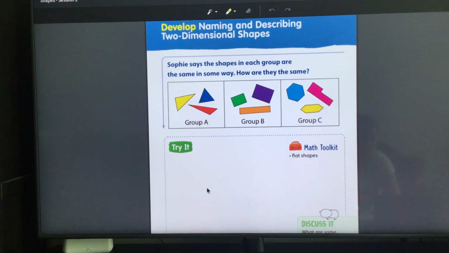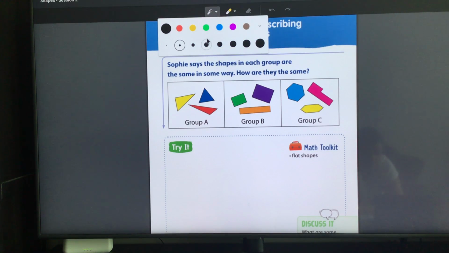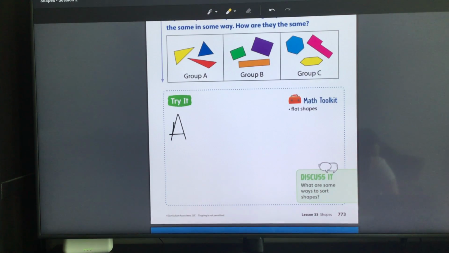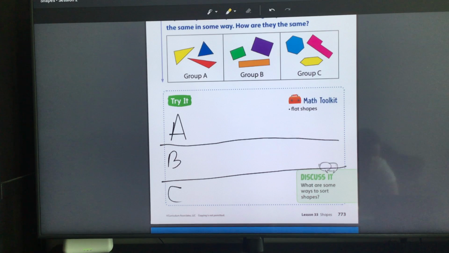Okay, so down here I'm going to make a little chart that says A, B, C. So we're going to have A, B, C. And then next to each one, we're going to write how they're the same.